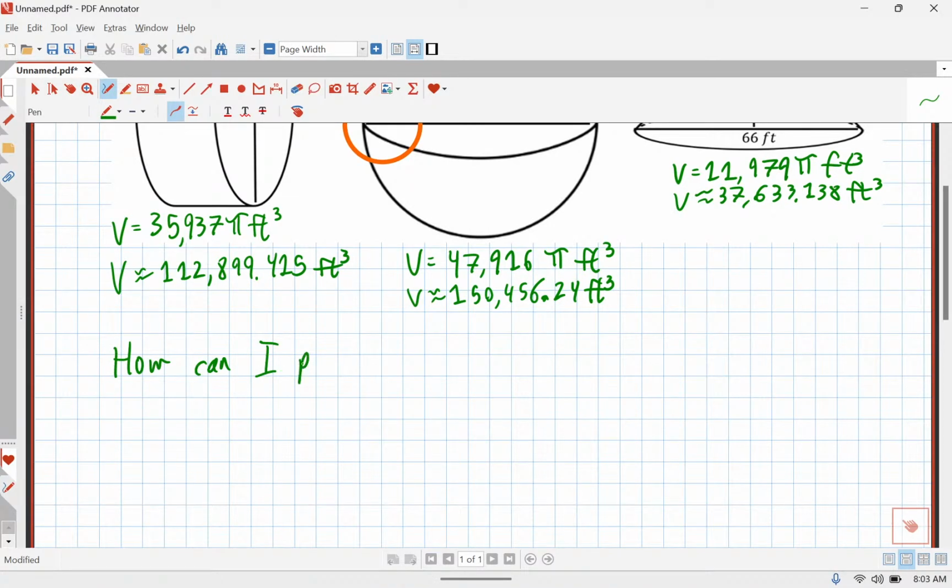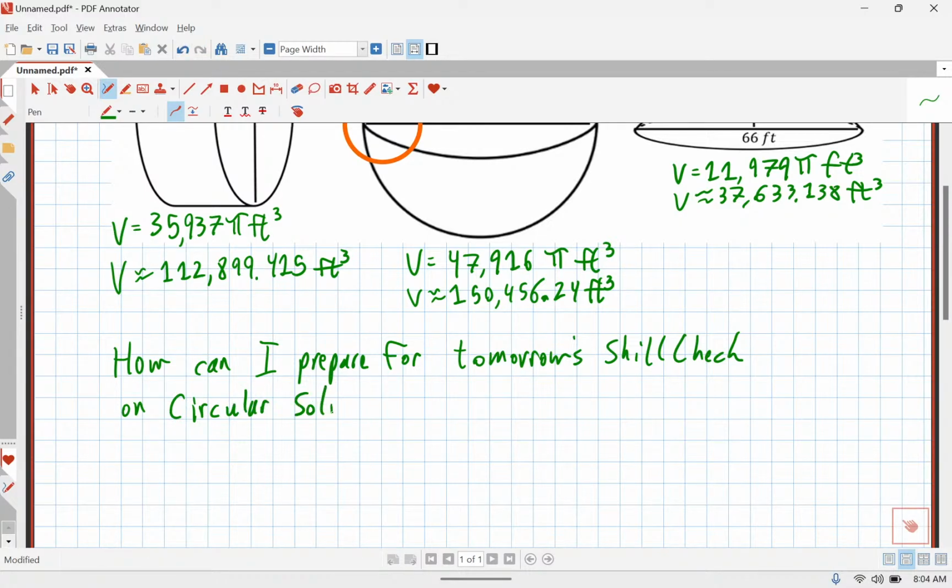Go ahead and write that down. How can I prepare for, and actually you'll notice it says tomorrow's and then I crossed it off for Fridays. For you guys, it really is tomorrow. Tomorrow's skill check on circular solids. Because here's the thing. Unlike the rest of my 7th grade classes, guys, you will be here for this.